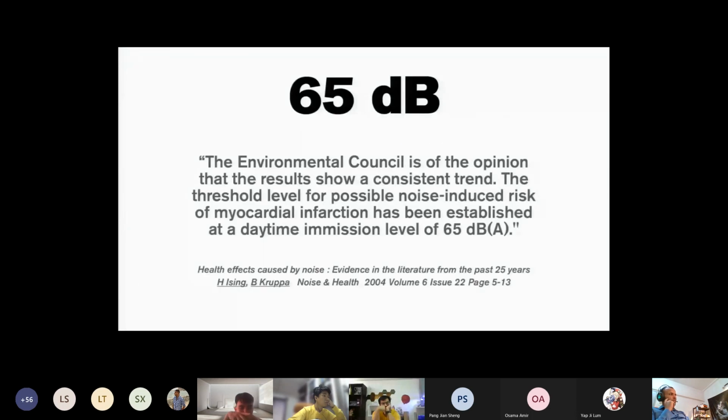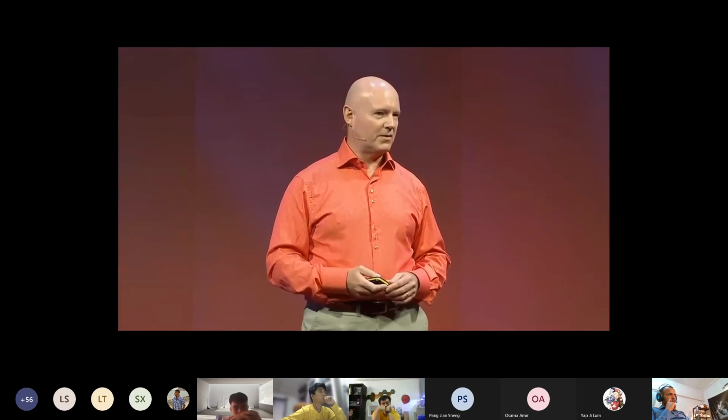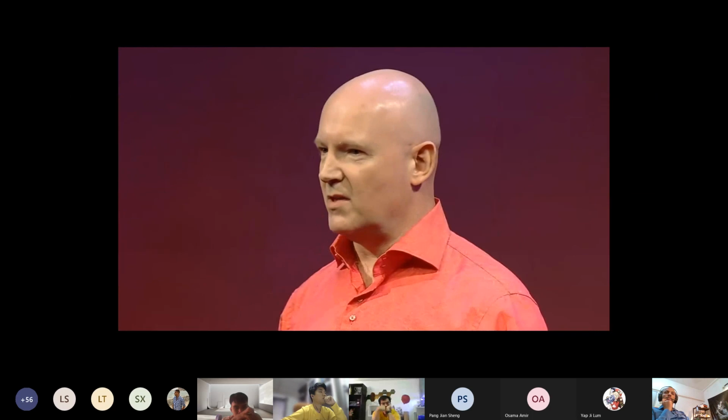In fact, 65 decibels is the very level at which this big survey of all the evidence on noise and health found that that is the threshold for the danger of myocardial infarction. To you and me, that's a heart attack. It may not be pushing the boat out too far to suggest that many teachers are losing significant life expectancy by teaching in environments like that day after day.